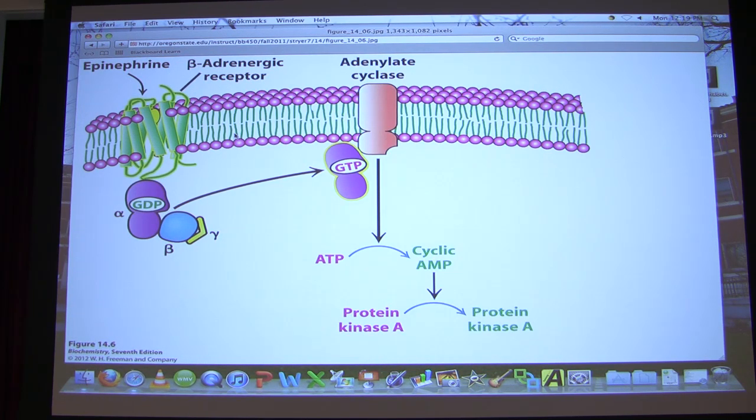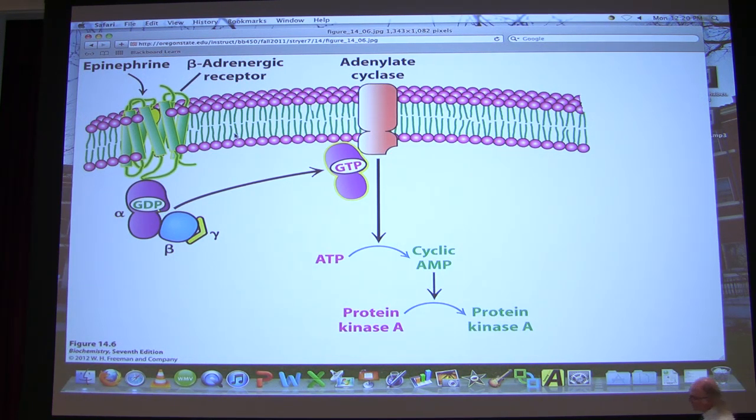And you can see the result of this change is that this G protein, which has 3 proteins in it, known as alpha, beta, and gamma, changes from holding GDP to holding GTP. That's number one. Now, I will tell you that, first of all, that is a replacement reaction. That is, the receptor does not make GTP. It causes this guy to dump its GDP and pick up GTP.